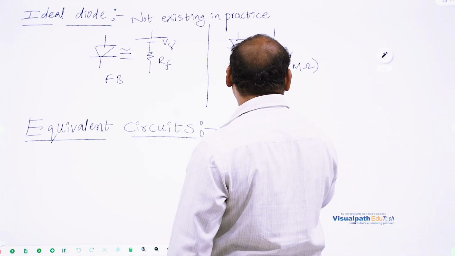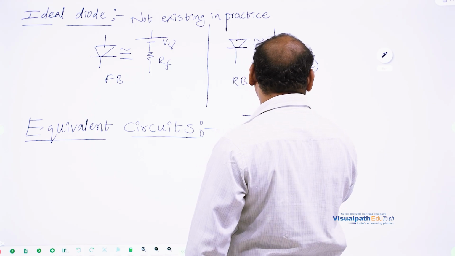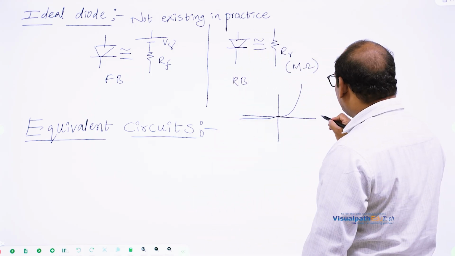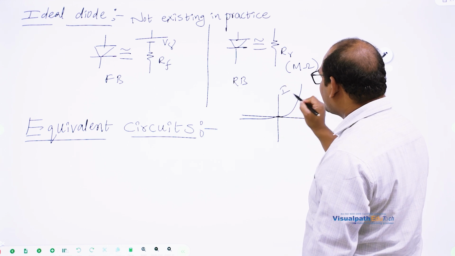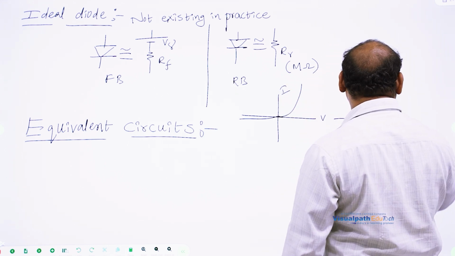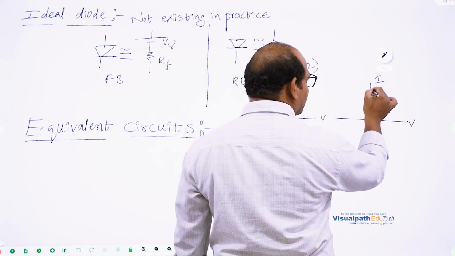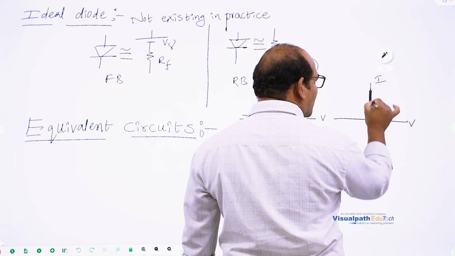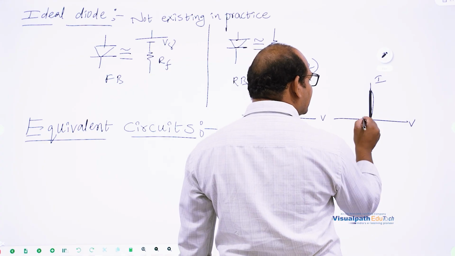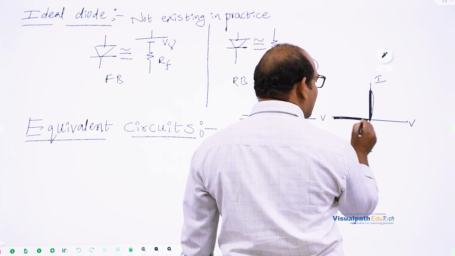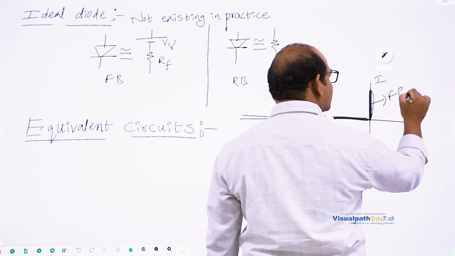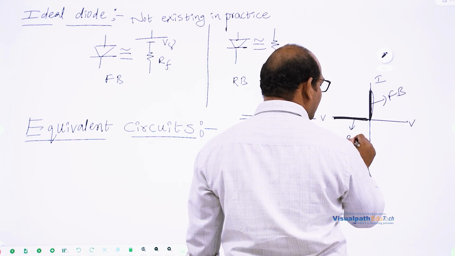So practically, the PN junction diode characteristics are like this. Okay, V and I: this is the forward bias, this is the reverse bias. And if you see the ideal diode VI characteristics, then in the forward bias we get one straight vertical line. And in the reverse bias we get one horizontal line. So this represents simply the forward bias and this represents simply the reverse bias.